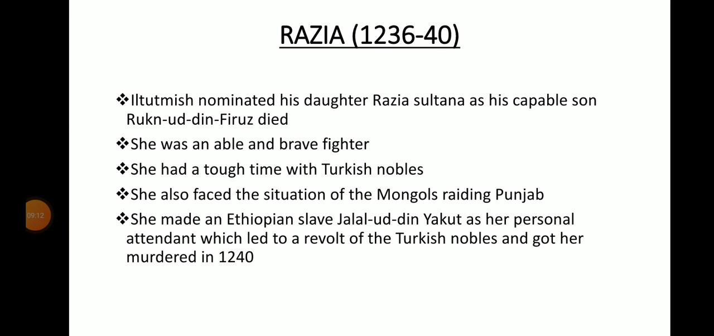So Iltutmish nominated his daughter Razia Sultana as the next supreme ruler, because his elder son Rukuddin Firuz was dead. He did not want his younger son to rule the country, and so he nominated his daughter Razia. And Razia became the only female ruler of the whole Muslim dynasties.